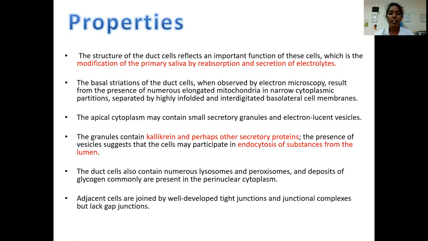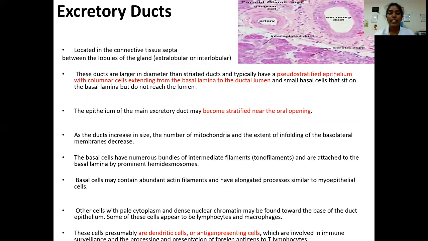The duct cells also contain numerous lysosomes and peroxisomes, and deposits of glycogen commonly are present in the perinuclear cytoplasm. Adjacent cells are joined by well-developed tight junctions and junctional complexes, but lack gap junctions. The excretory duct is located in the connective tissue septa between the lobules of the gland. Therefore, it is called the interlobular or extralobular duct.